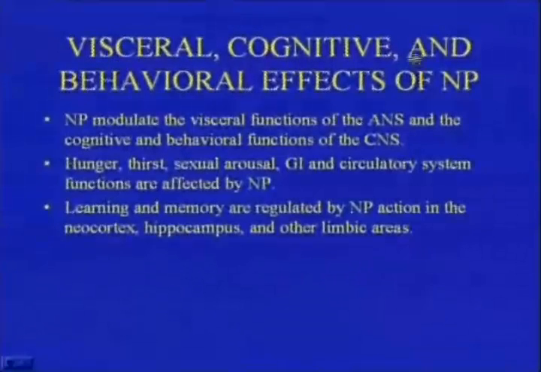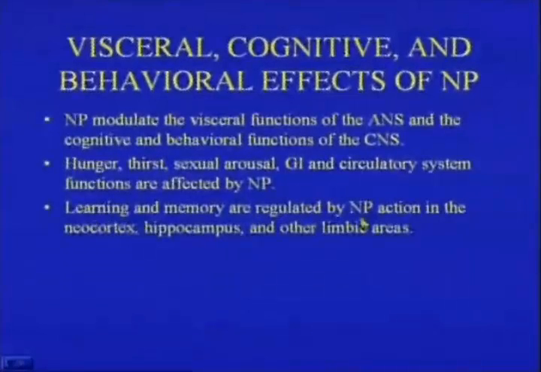So the visceral, cognitive, and behavioral effects of the neuropeptides. The neuropeptides modulate the visceral function of the autonomic nervous system and the cognitive and behavioral functions of the central nervous system. So hunger, thirst, sexual arousal, GI, and circulatory system functions are affected by the neuropeptides. Again, we're building on this idea of a coordinated response of the organism to alterations of external and internal environment, such as they might impact survival and reproduction.